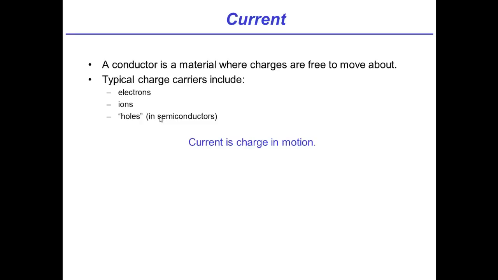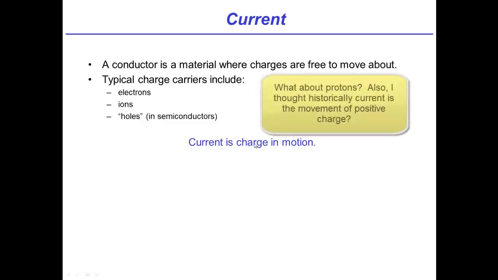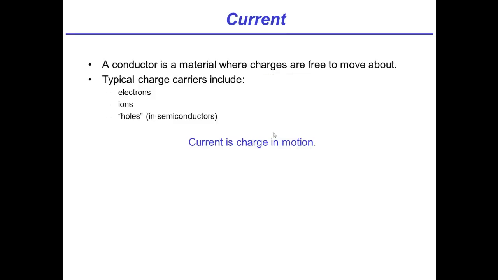So the net point of this slide is really that current is charge in motion. So if you get the concept of charge and you start to imagine or come up with models in your head as to how that charge can move about, one of the descriptors of that charge in motion is what we call current. So let's look at some simple examples.